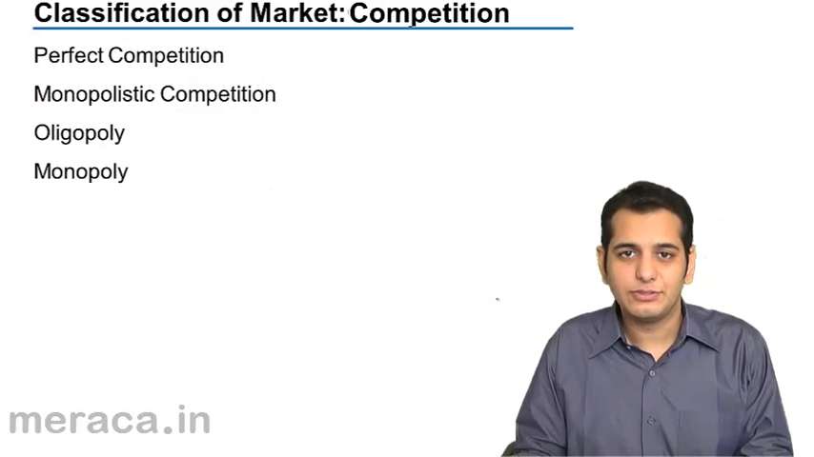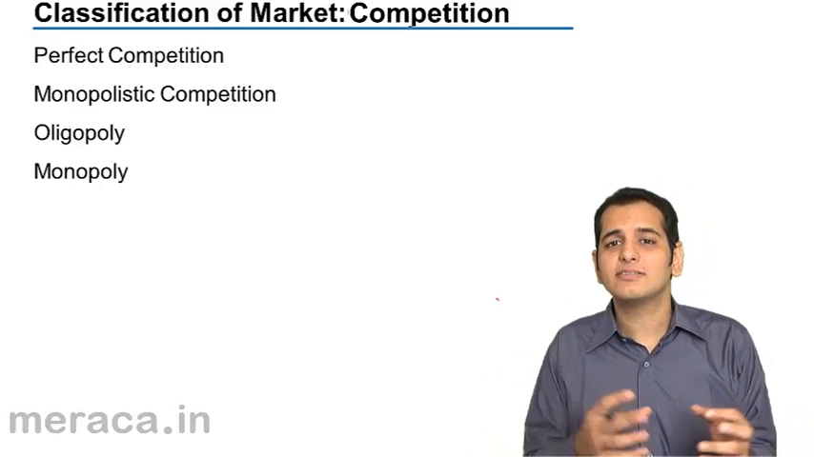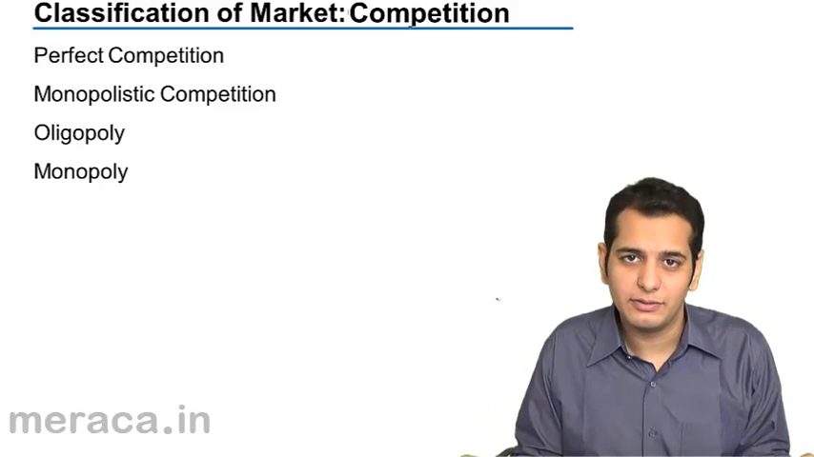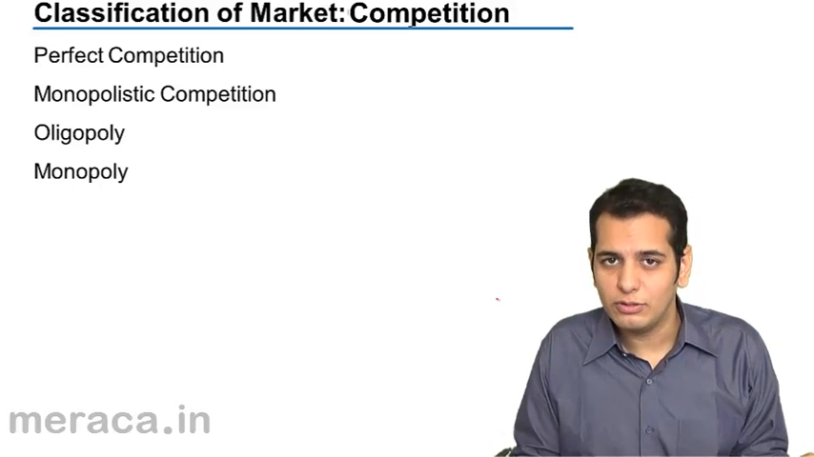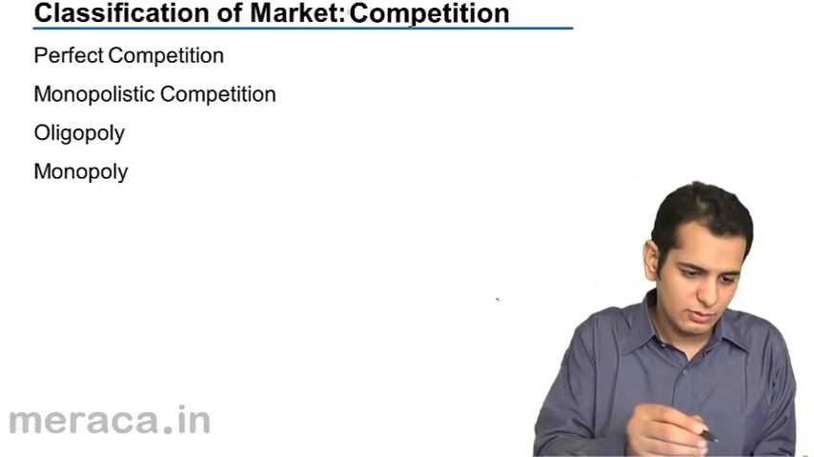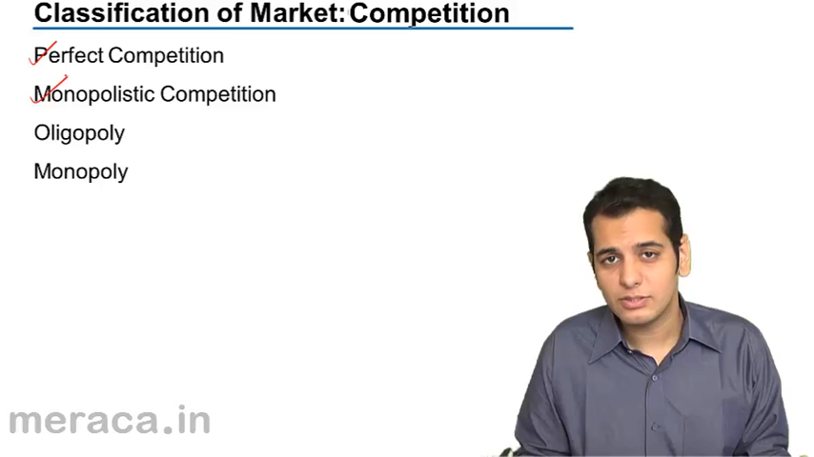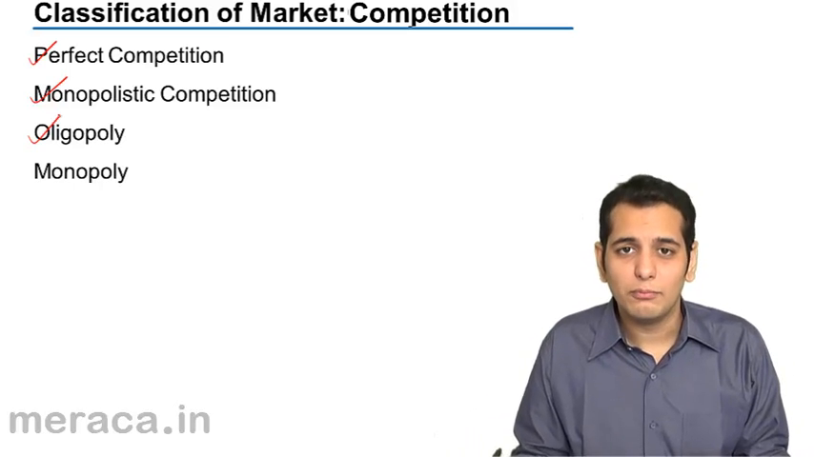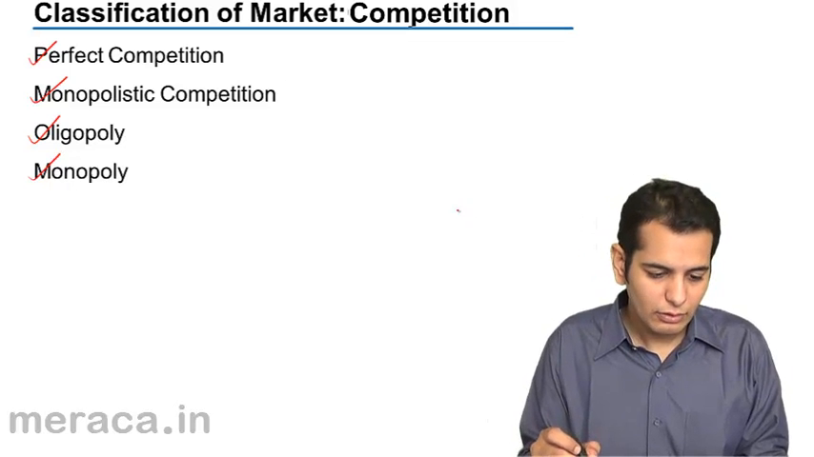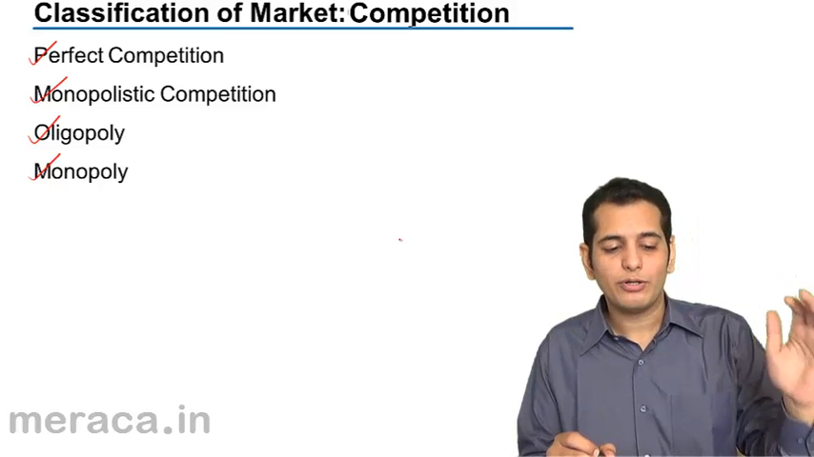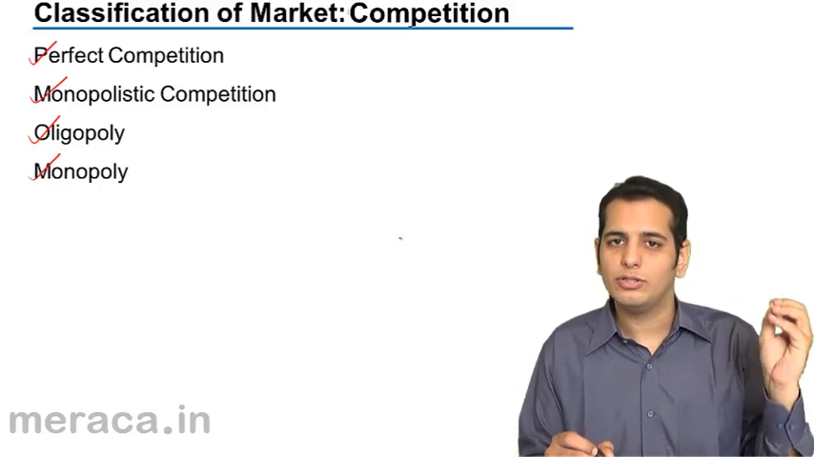The final classification of markets is on the basis of competition. The competition amongst the sellers determines the market they are in. Now we have various types of markets depending upon the competition between the sellers. The first is perfect competition, second is monopolistic competition, third is oligopoly, and finally we have monopoly. Now let's understand what is perfect competition, what is monopolistic competition, what is oligopoly, and what is monopoly.